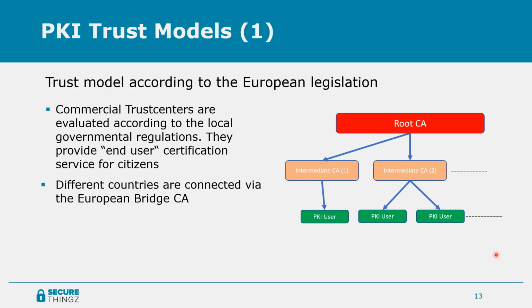Trust models. So let's have a look at some of the trust models. There is a European legislation which covers PKI infrastructure. Basically commercial trust centers, so I don't know, things like banks and assurance companies, they can be a trust center, and they're evaluated according to local government regulations. They basically provide end user certification services for citizens if you want a PKI infrastructure as part of your business, or you need a certificate as part of trust. And different countries are connected via the European Bridge Certificate Authority.